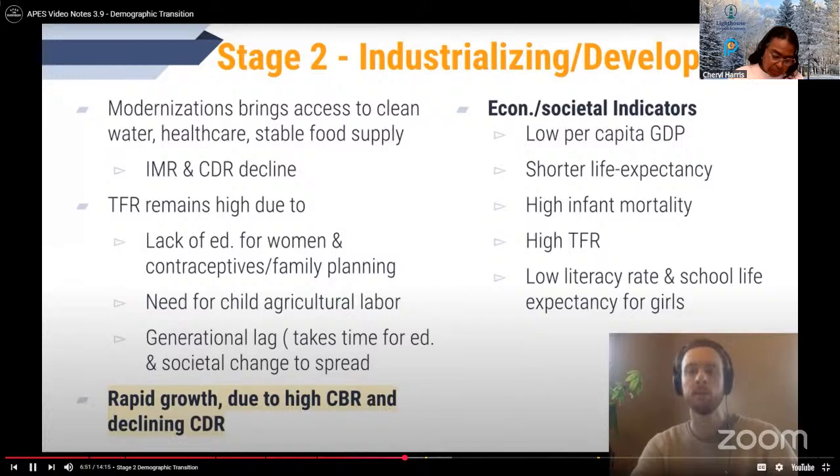These are countries like India, Brazil, China, Afghanistan. And then if we look over at the right, we have some indicators of stage 2 countries. So even though they've started their development, they're typically going to have lower per capita GDP or lower per person wealth. And they're also going to have lower literacy rates and lower educational opportunities for women.